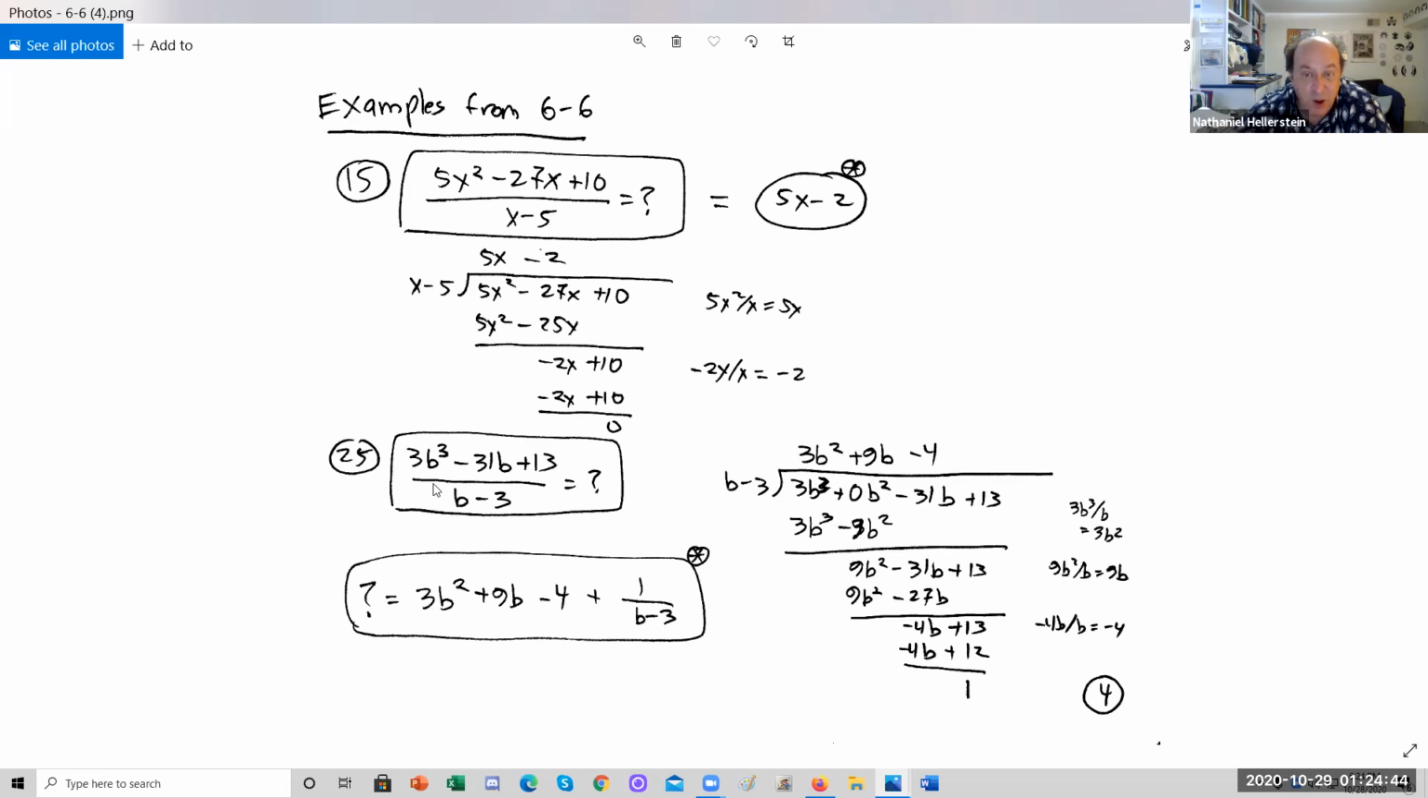Here we have 3b cubed minus 31b plus 13. We have to put a term 0b squared in for a placeholder. And oh dear, I didn't do this by synthetic division. Well, whatever. You get this quotient here, and this remainder here. So 3b squared plus 9b minus 4 plus 1 over b minus 3.